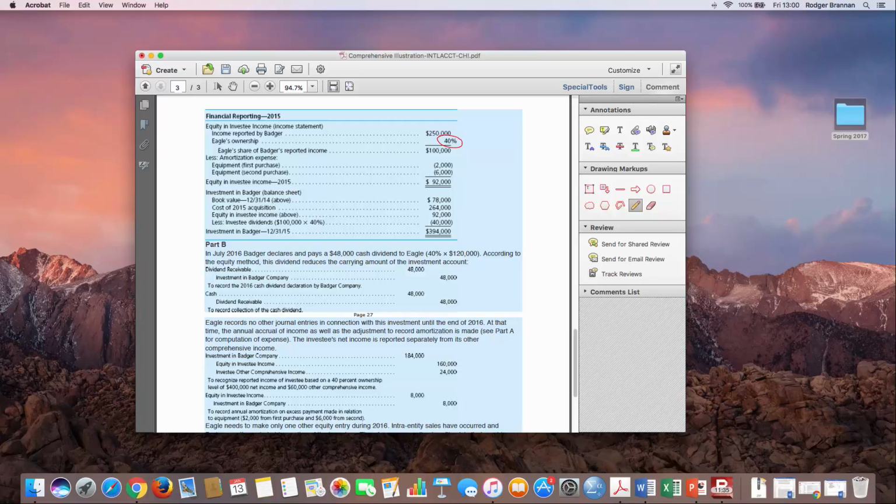Okay, now, as of the beginning of 2015, the company now owns 40% of the total stock or total equity of Badger. So they own 40% of the income of Badger. So 40% of Badger's income of $250,000 is $100,000. However, you do need to adjust for the two elements of assets that you paid for, that go back to the $100,000 and the $80,000.